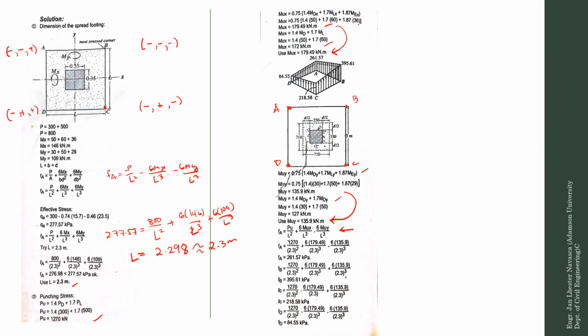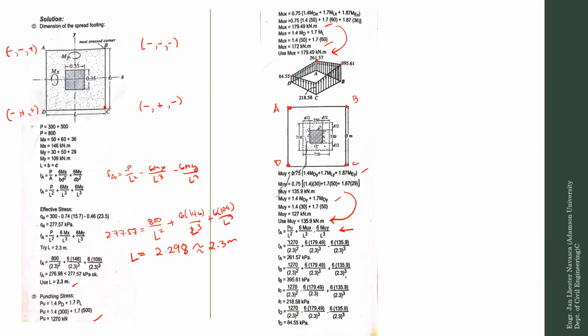Okay. So ito yung sinasabi ko sa inyo na medyo mahirap or complicated yung pressure diagram when you have both axis bending, since meron ka ganitong shape. Okay, ito yung force diagram mo. So ito yung 395.61 kPa, 261.57 kPa, 84.55 kPa, and 218.58 kPa. So kung kukunin mo yung punching shear stress dyan, medyo mahirap kasi kailangan mong kunin yung area, and magkakaiba yung sides niya. So para siyang truncated prism.